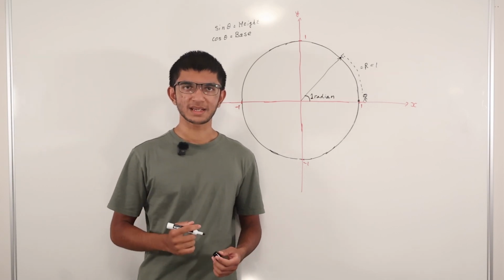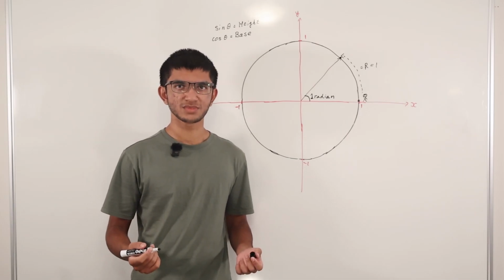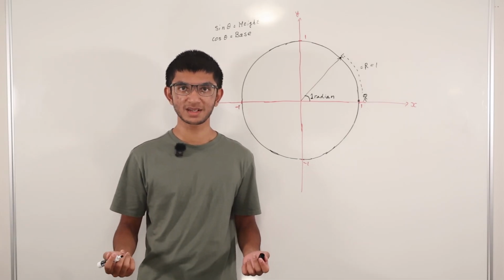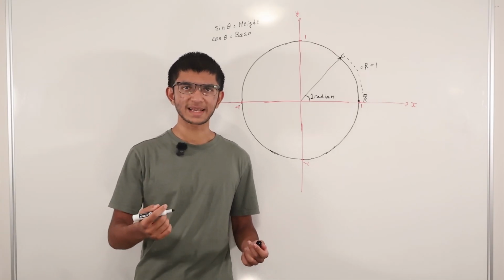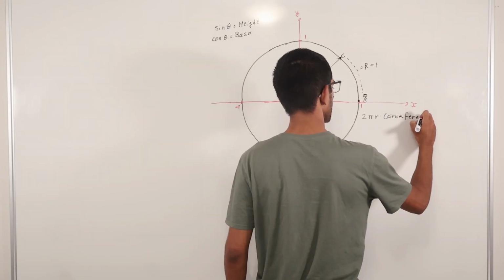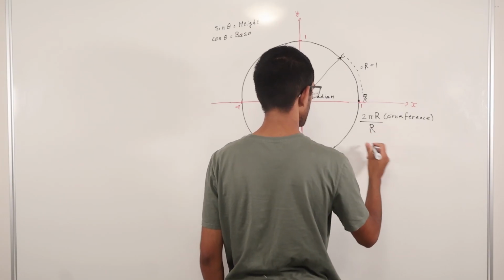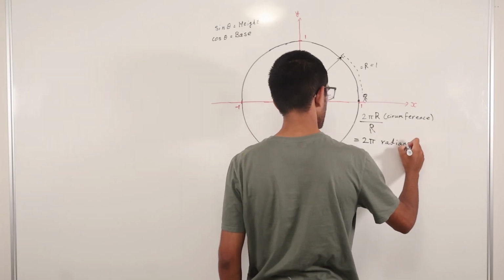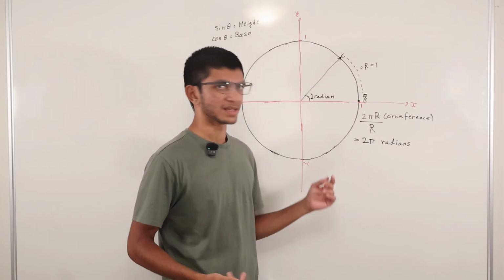Now, here's a key insight. A full circle has a circumference of 2 pi r. So, how many radians are in a full circle? Well, we're asking how many radius length steps fit into the circumference. Well, that's 2 pi times r, the circumference, divided by r, the radius, which gives us 2 pi. So 1 full rotation is 2 pi radians.